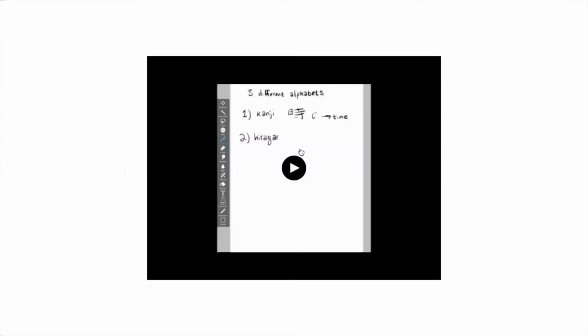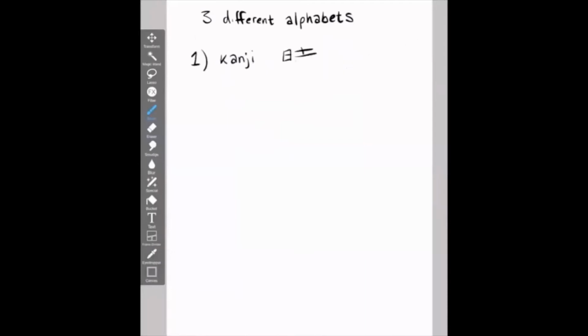I did a little brief description of the three different alphabets here. Okay, so there are three different alphabets in Japanese. One is kanji, which is these complicated symbols like that. This one means ji, which means time.